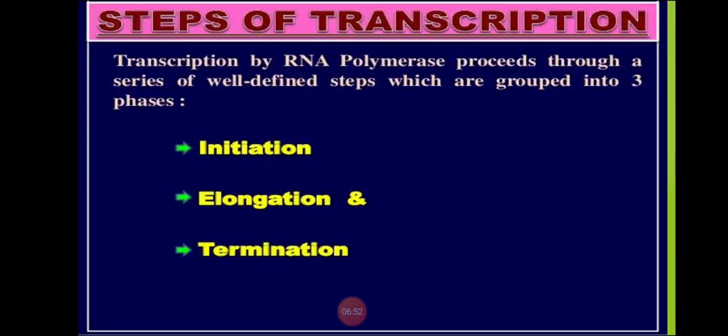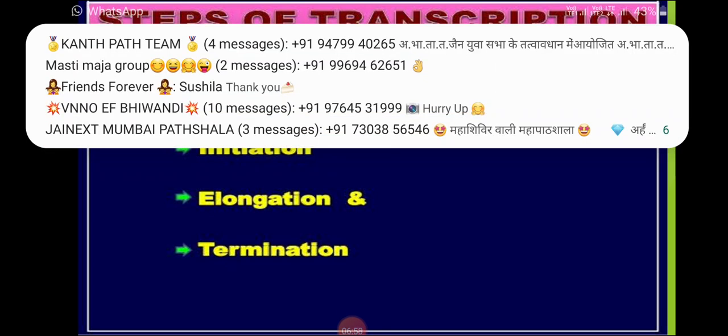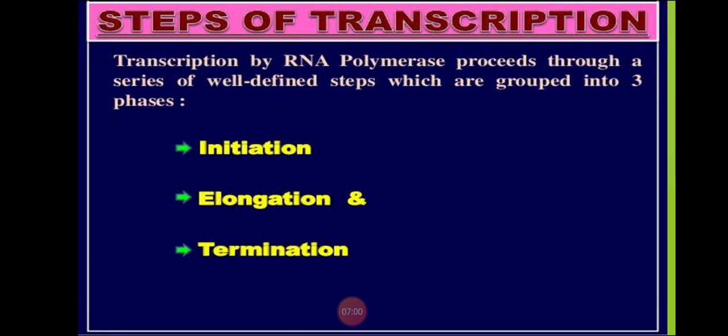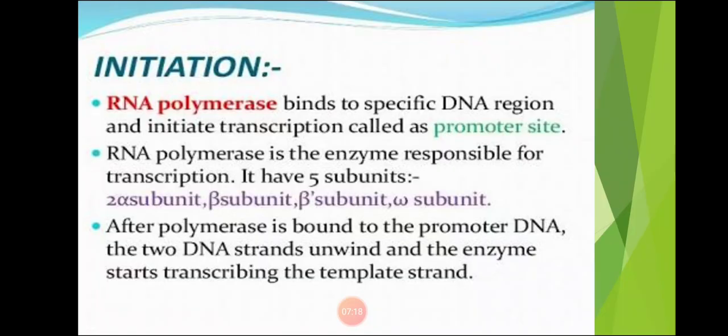Next, we will study the steps of transcription. We have studied the transcription unit, and the next is the steps of transcription. It consists of 3 steps: initiation, elongation and termination. What do you mean by initiation? Let us study. RNA polymerase binds to the specific DNA region and then the process of initiation, transcription, starts.